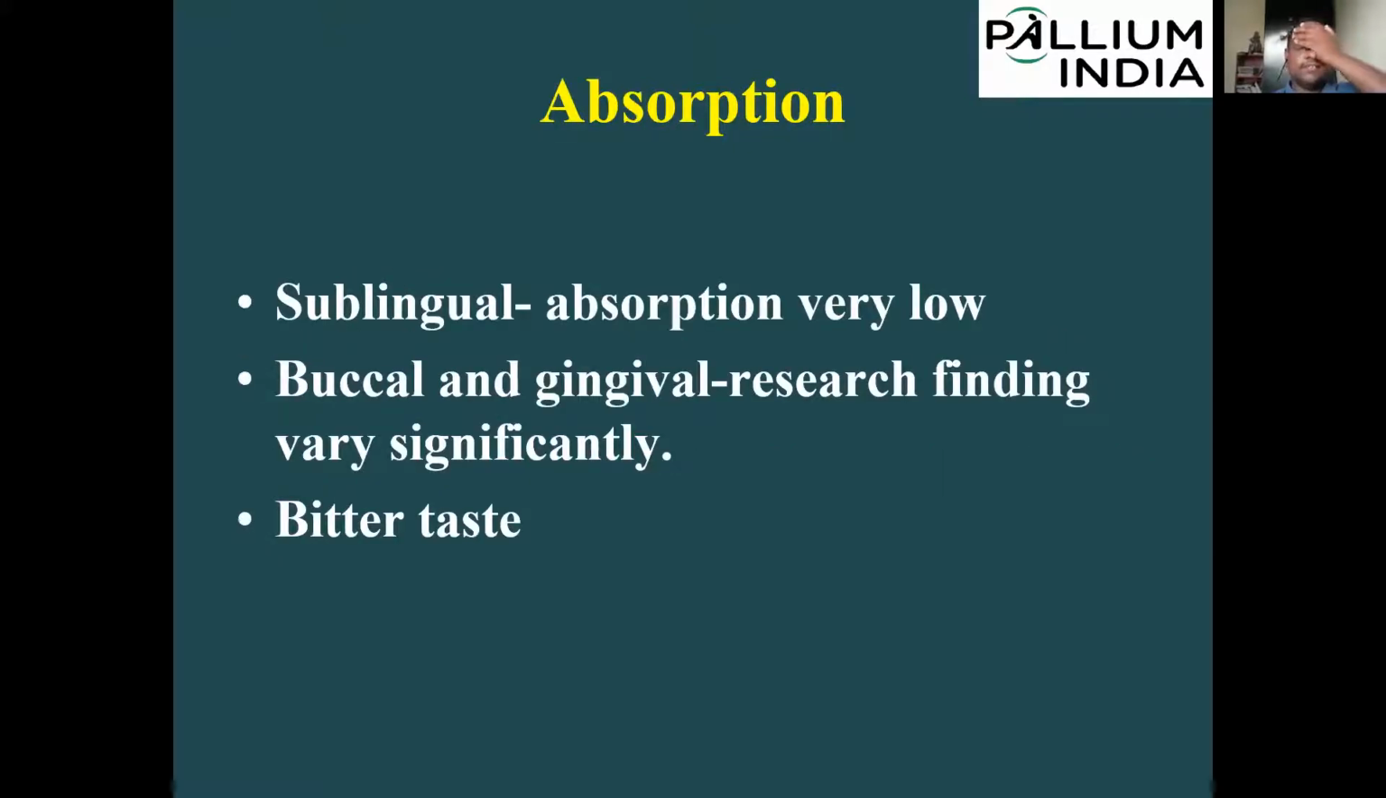And some people advise to give morphine sublingually, but that's not a very good choice because absorption is very low. Some literature even advises don't administer morphine sublingually. And if somebody has pain relief after sublingual administration, that means probably the patient has swallowed the morphine. That's why they have pain relief. And buccal and gingival route is also not advised. The important thing is that if you powder the morphine tablet, it will have a bitter taste. So you have to sweeten it with some sugar or fruit juice.